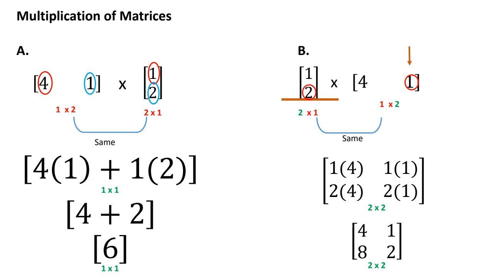So if I multiply those out, 1 times 4 is just 4. 1 times 1 is 1. 2 times 4 is 8. And 2 times 1 is 2. So this is my result.